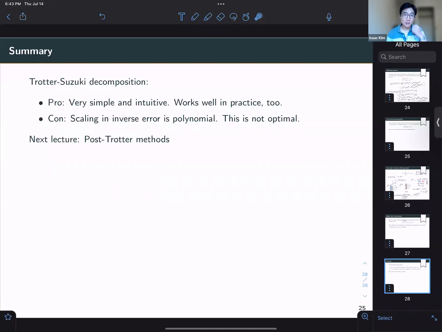In the next lecture, I'm going to tell you about the basic idea behind what are known as the post-Trotter methods, something that doesn't use the Trotter-Suzuki decomposition. So that's it for the first lecture. If you have any questions, I'm here to answer.